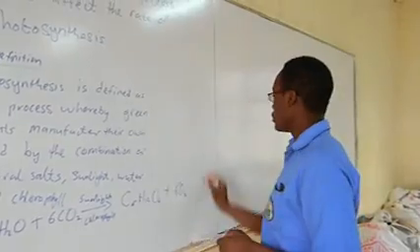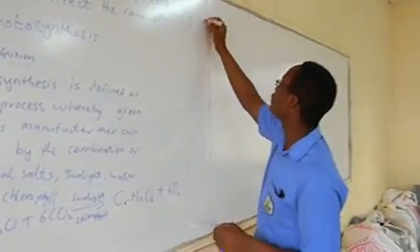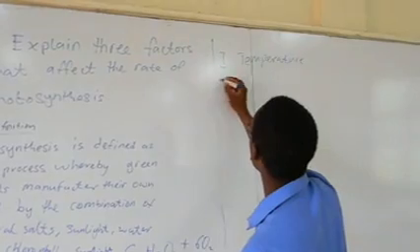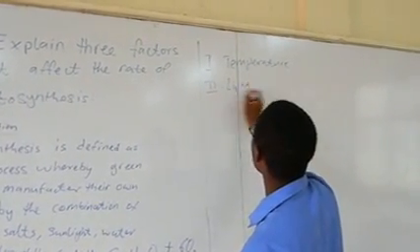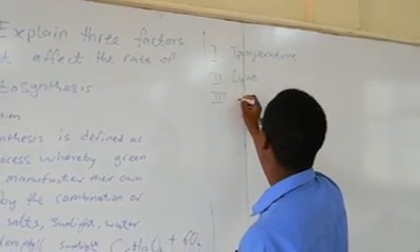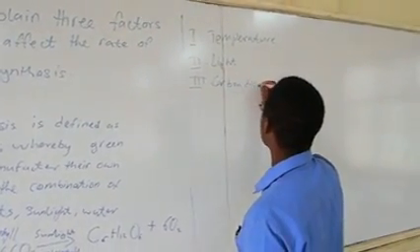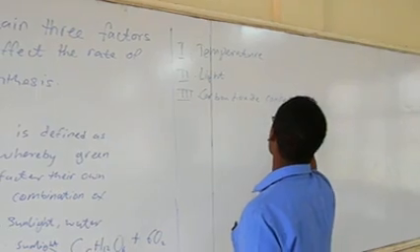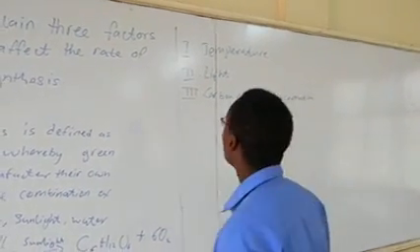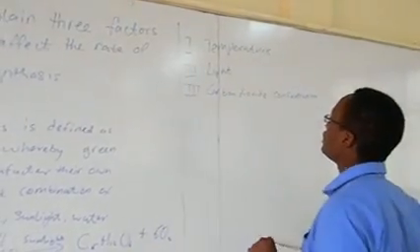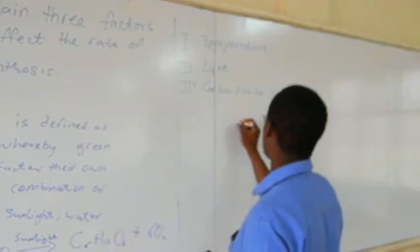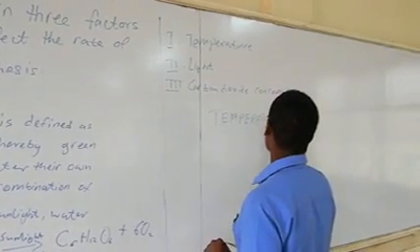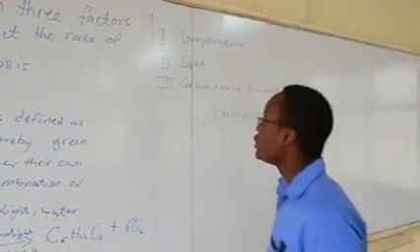One, we have temperature. 2, we have light. 3, we have carbon dioxide concentration. Taking them one after the other, take temperature first. So temperature.